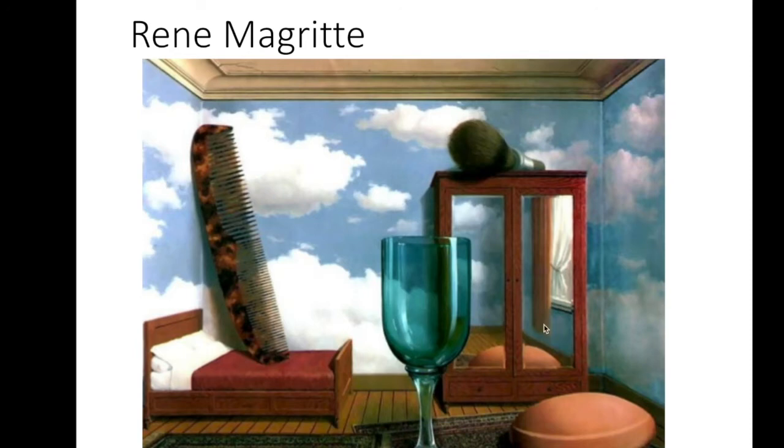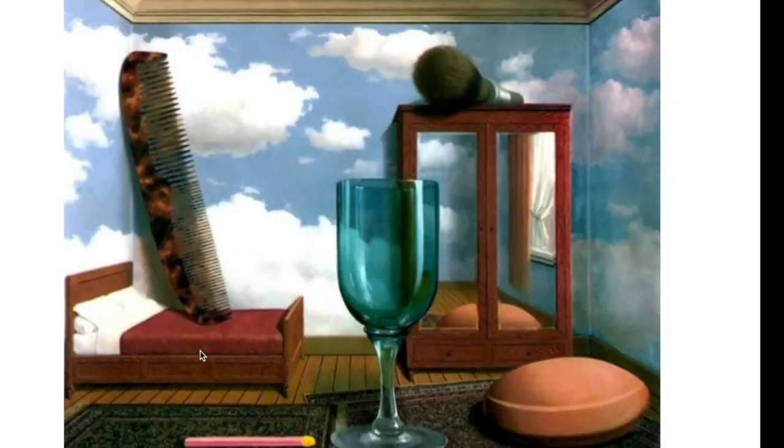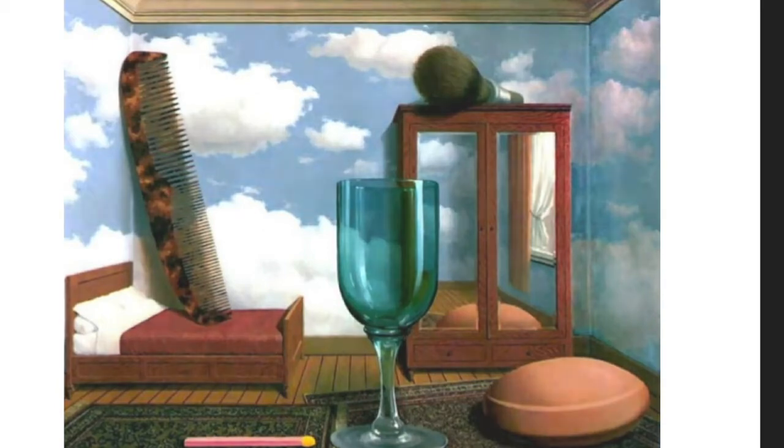Some of these objects are in their correct scale, like this bed or this bureau over here, but then other things are out of scale. They're much larger than they should be, like this comb, but you can see they're all painted realistically. Here he did the same thing. He did a room in one-point perspective, but then blew up this apple to enormous size.